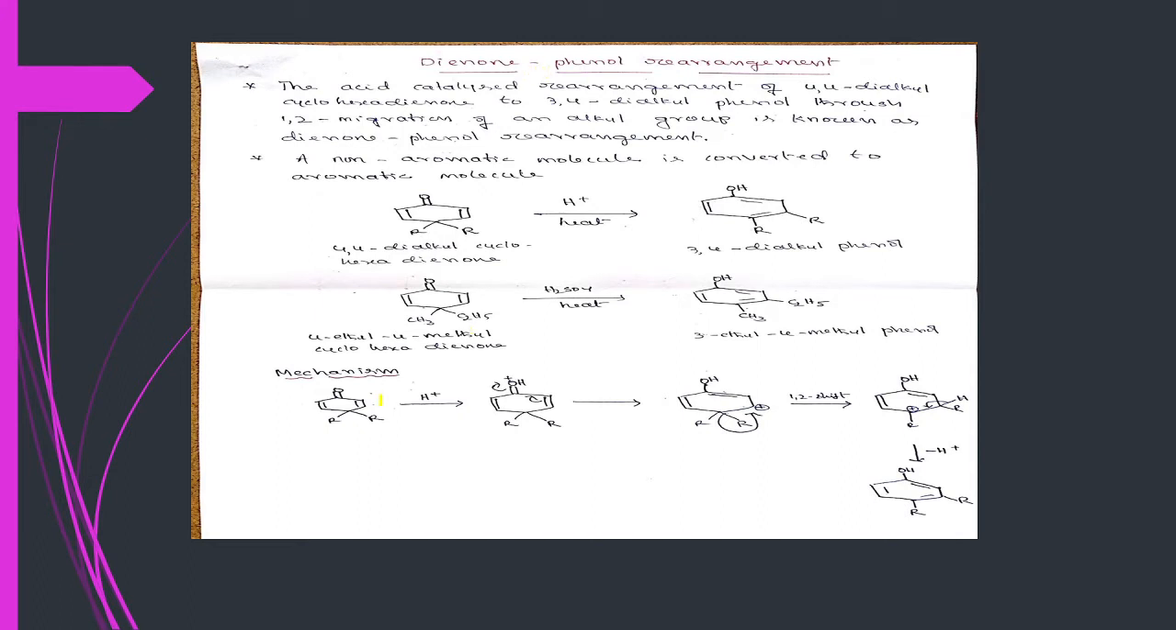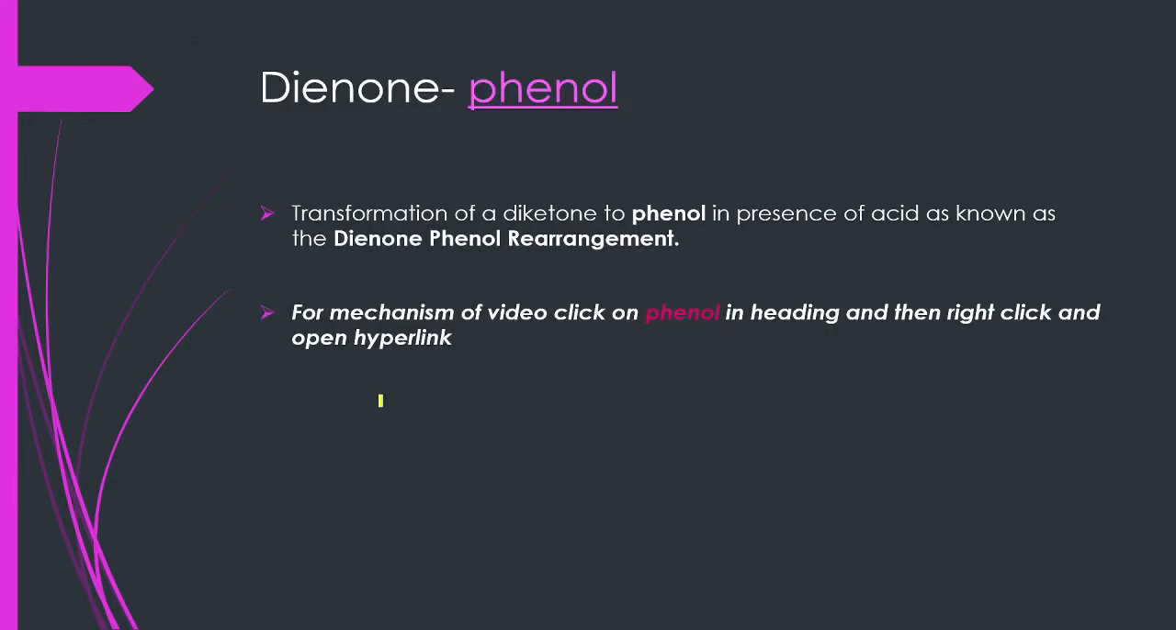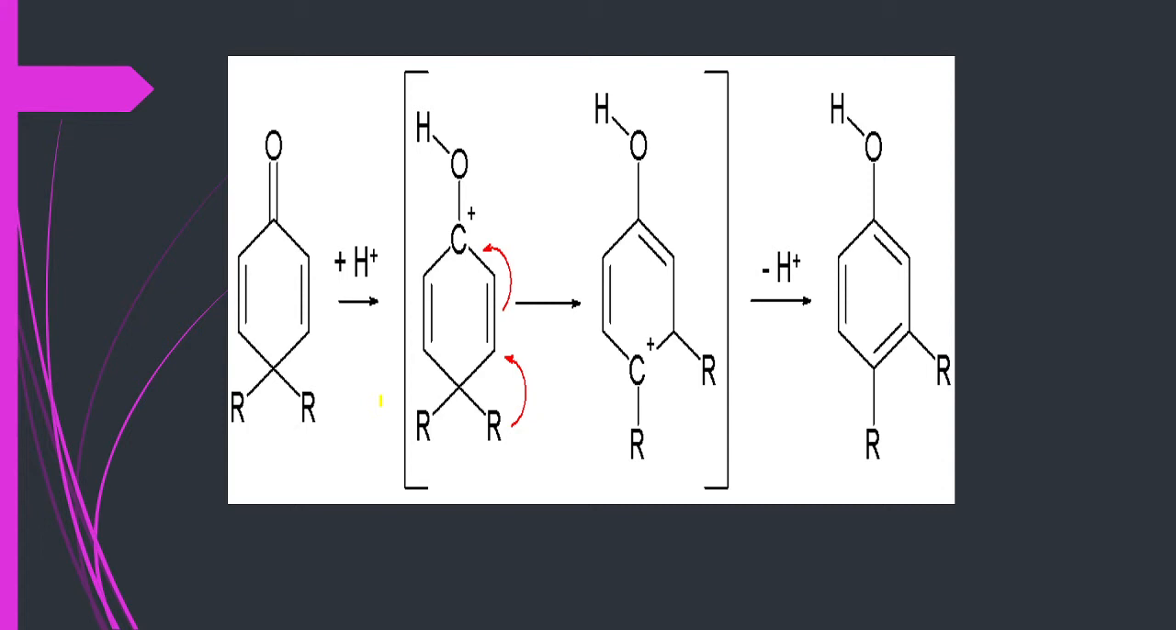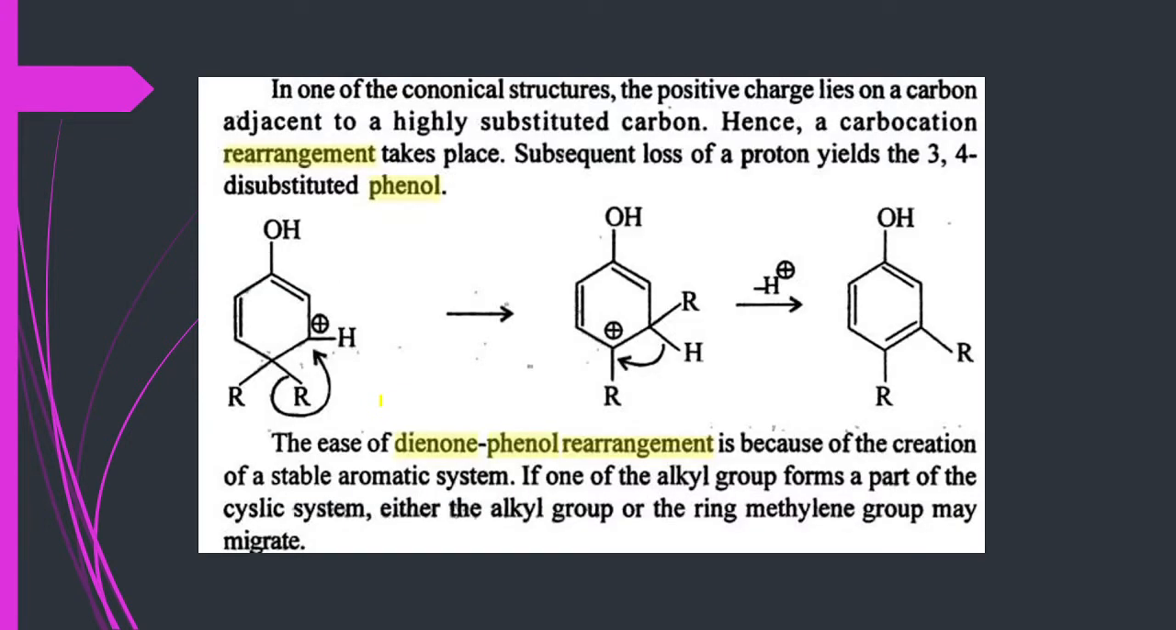Coming to the mechanism, the dienone-phenol rearrangement is the transformation of a dienone to phenol in the presence of an acid. Here we can see that the positive charge lies on the carbon adjacent to the highly substituted carbon. That is, a carbocation rearrangement is also taking place. Subsequently, a proton loss takes place and it yields a disubstituted phenol.